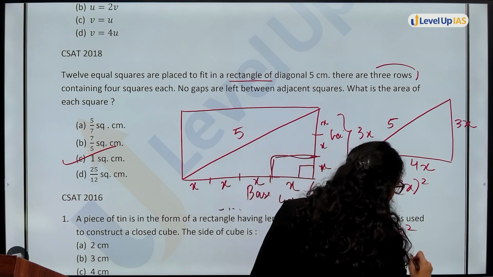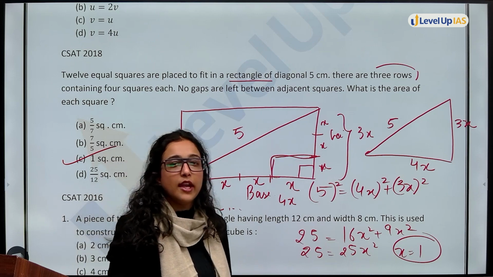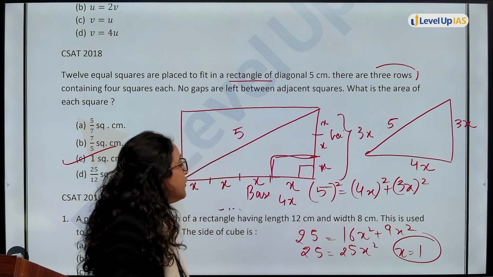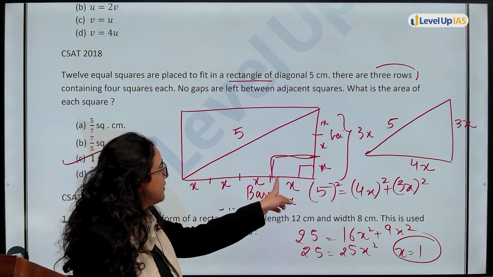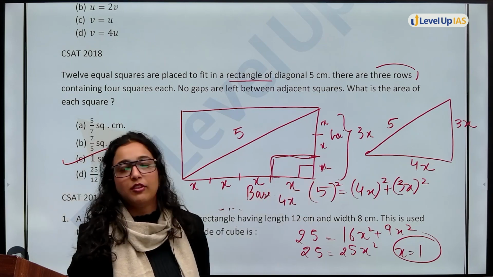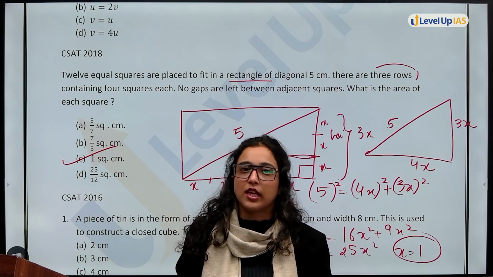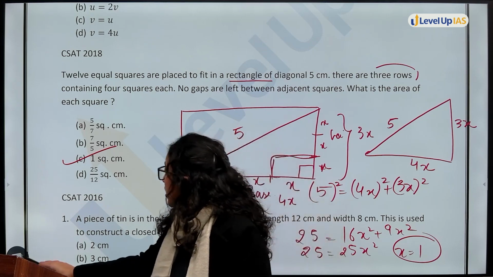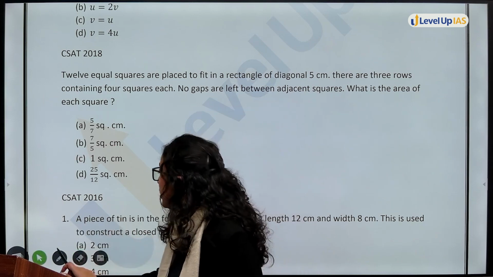So what is the value of x? It comes to 1, because -1 is not possible, it is a side, so a side has to be a positive value. So the side is 1, right? And if the side of the square x is equal to 1, the area of the square will be 1 square. So option C, 1 square centimeter is your answer. So this was for CSAT 2018.